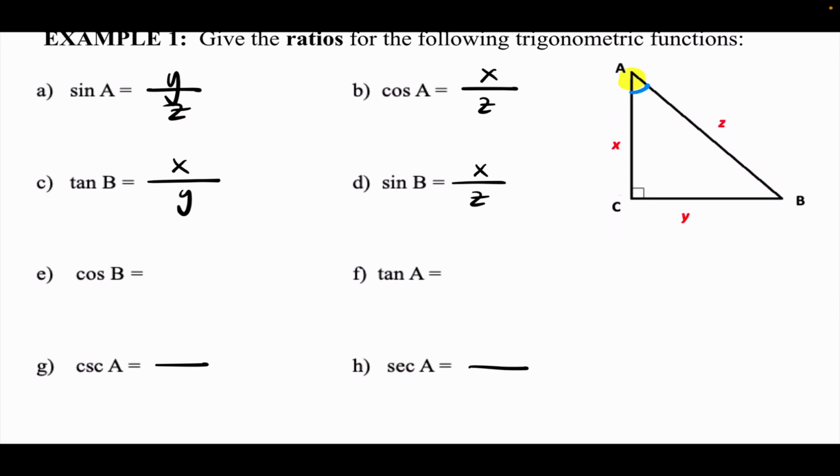CSC is cosecant. Okay. Cosecant says hypotenuse goes on top, opposite goes on the bottom. Okay. So hypotenuse is Z, opposite is Y. Z over Y.